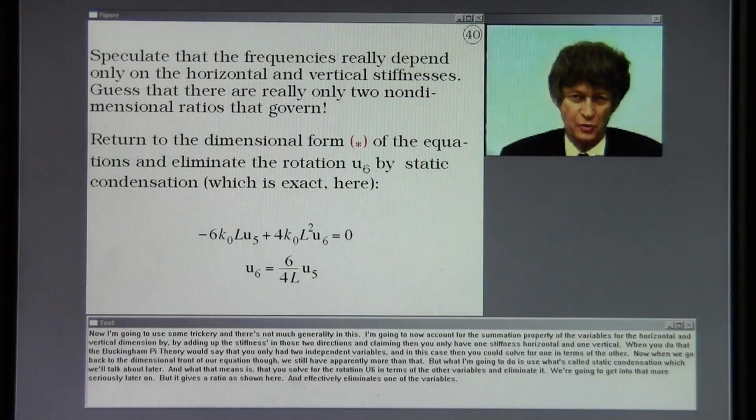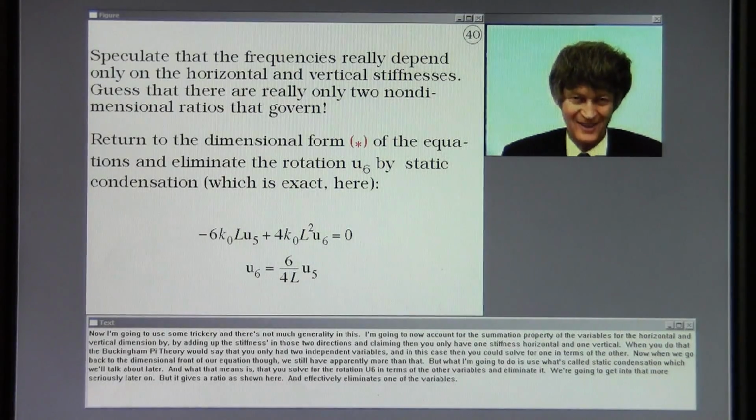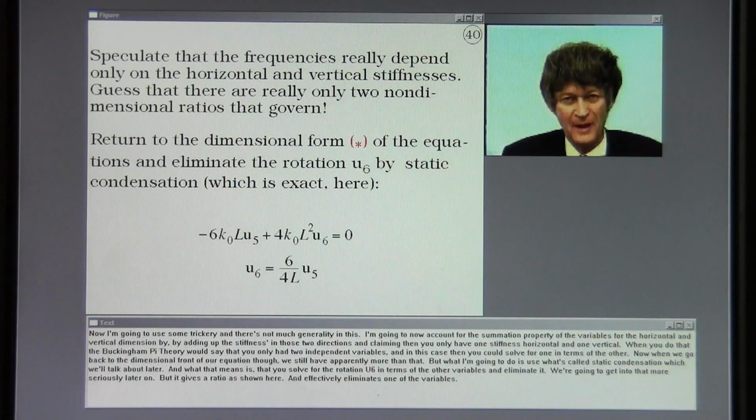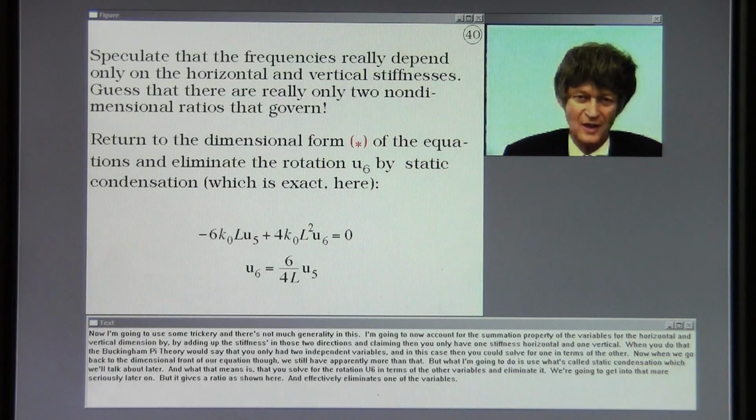Now I'm going to use some trickery, and there's not much generality in this. I'm going to now account for the summation property of the variables in the horizontal and vertical dimension by adding up the stiffnesses in those two directions and claiming then you only have one stiffness horizontal and one vertical. When you do that, the Buckingham Pi theory would say that you only had two independent variables, and in this case then you could solve for one in terms of the other.